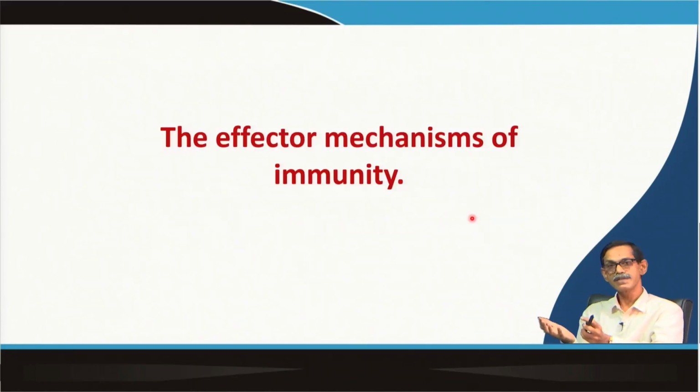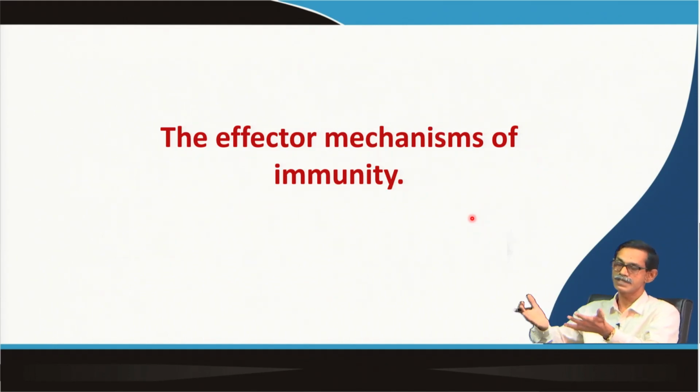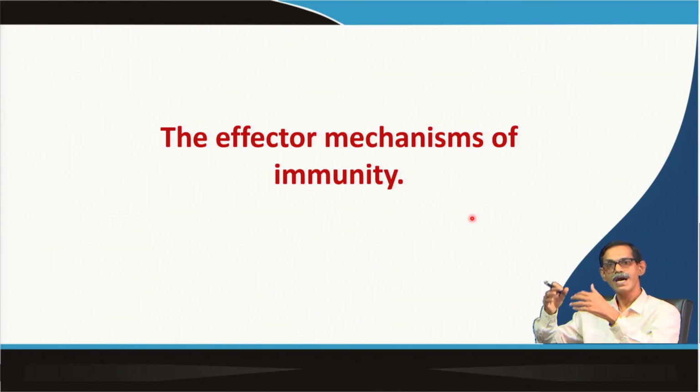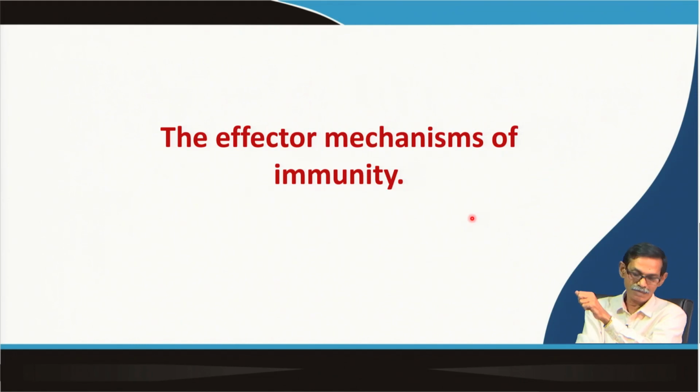So, what is the effector mechanism? Effector mechanism is what will happen, what this antibody is going to do, because antibody is produced. So, more antibody is produced. So, how is it going to handle the immune system?